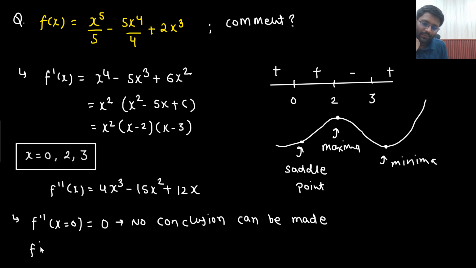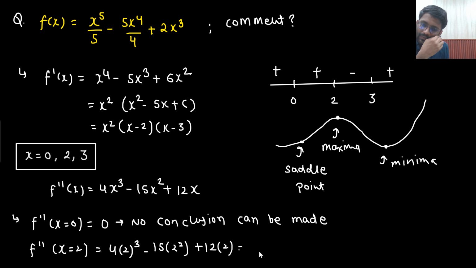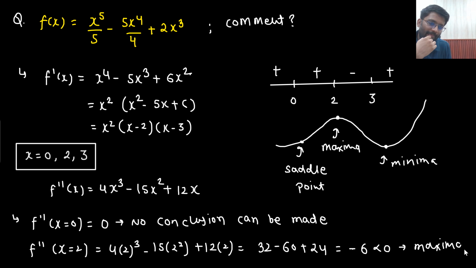Okay. Now what do I do? I am finding f double dash x at x equals to 2. What you are getting is 4 into 2 cube minus 15 into 2 square plus 12 into 2. So this will be 32 minus 60 plus 24. What answer you are getting? Minus 6, which is less than 0. That means it is the point of maxima. So x equals to 2 is the point of maxima. Is that correct? Yes, sir.